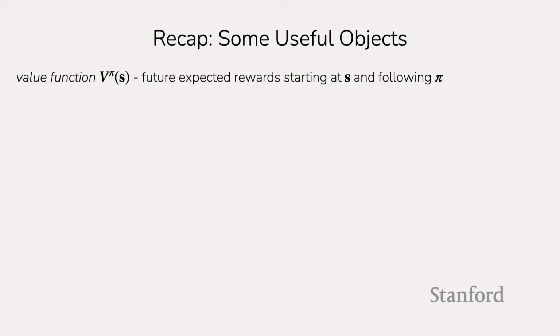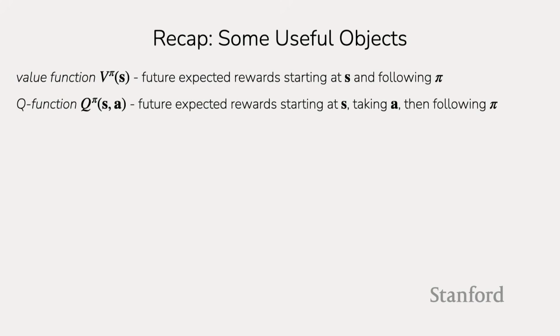We also talked about value functions, and we talked about how a value for a policy of a state is the future expected rewards starting at state S and following pi thereafter. And we talked about a Q function, which is very similar to a value function, except instead of starting at state S, you're going to start at state S and then take action A and then follow the policy.